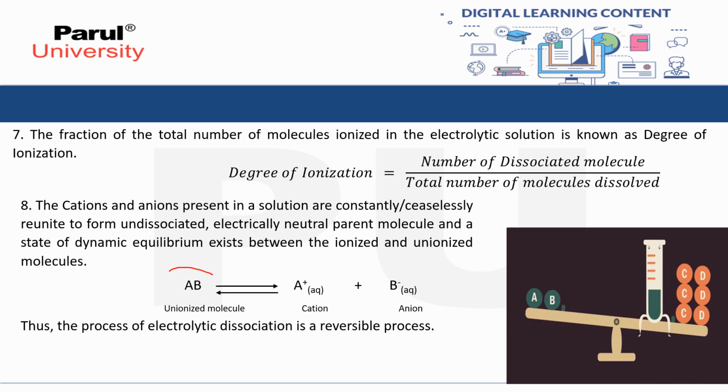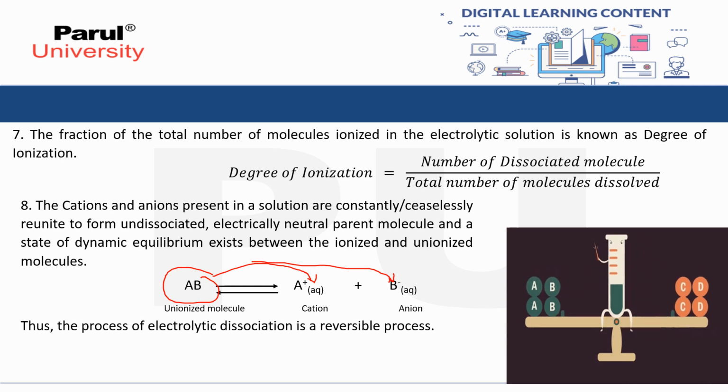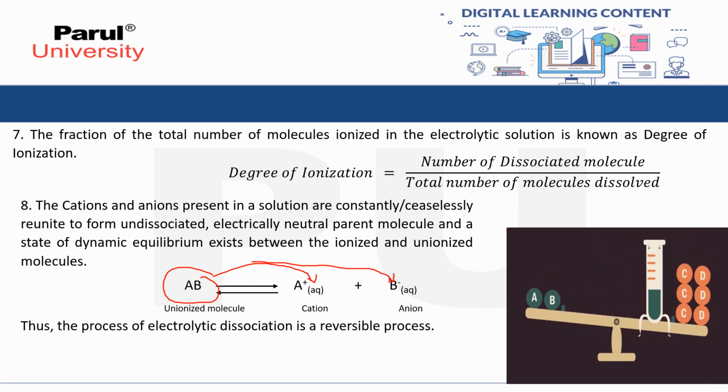For example, if AB is the unionized molecule, then it will dissociate into A plus and B minus, a cation and an anion. But this process is such that they constantly reunite to form the undissociated molecule. That means A plus and B minus will again reunite to form the AB unionized molecule. As shown in the example, you can imagine or visualize what exactly is happening.